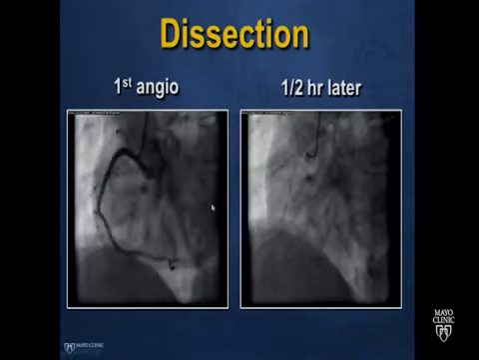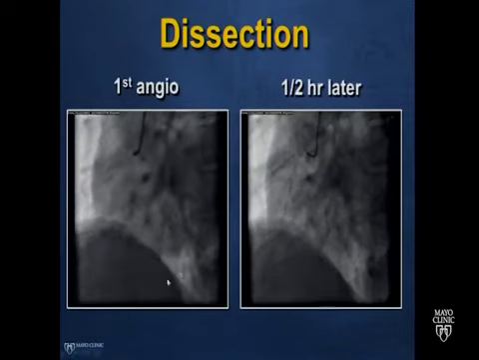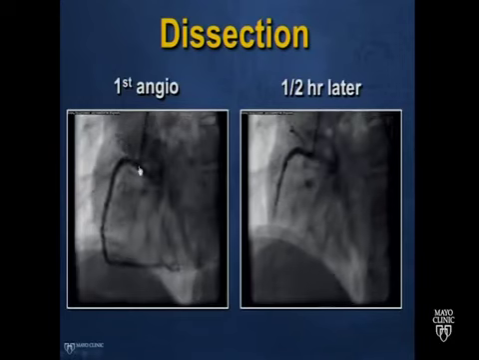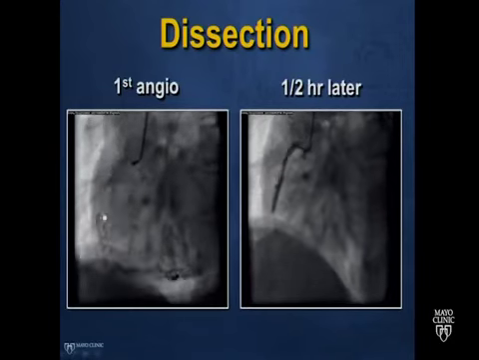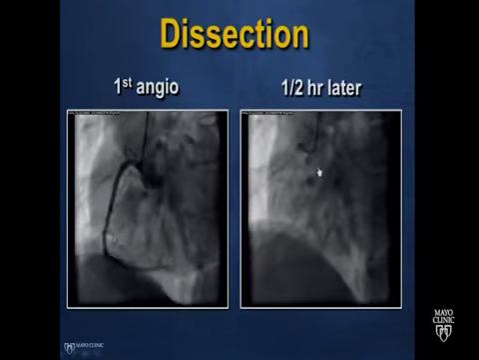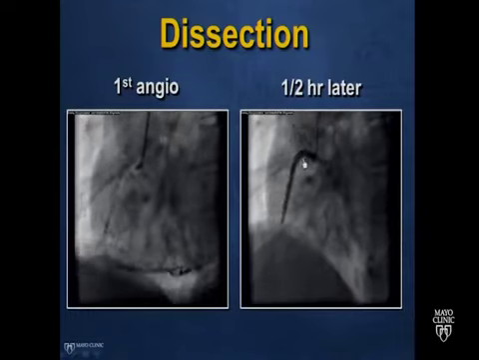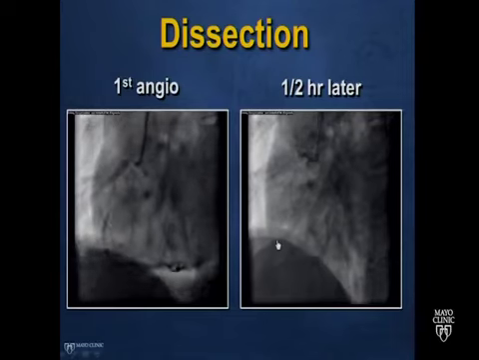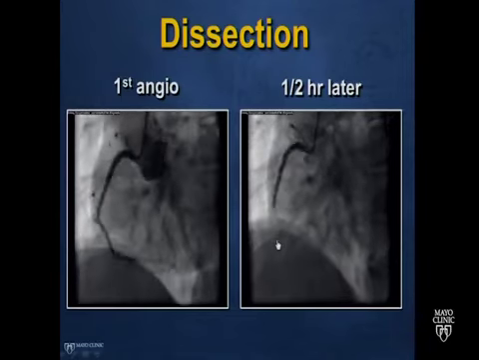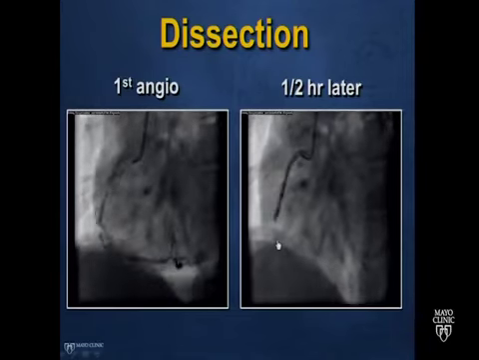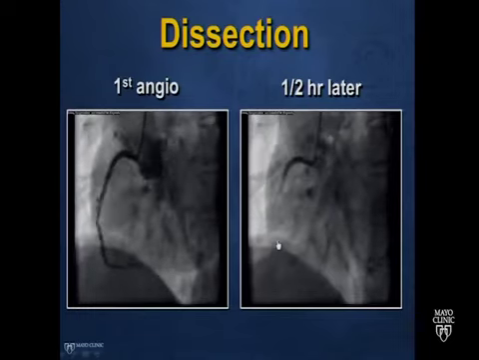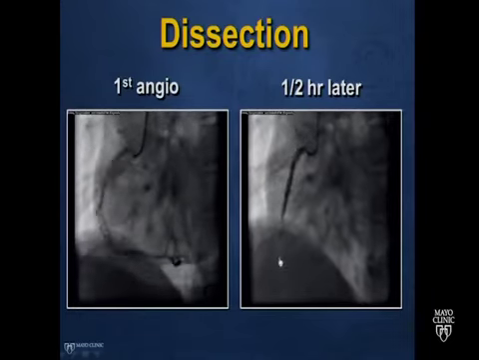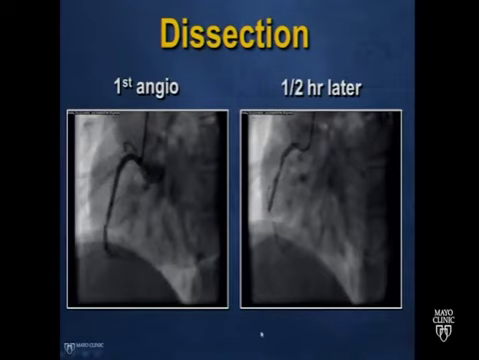So here's an example. This is a case of one of my partners. And you can see here this is a right coronary artery injection, which looks pretty normal. But then within a half hour, she starts complaining of chest pain and the vessel's occluded. So this was a difficult angiogram. And this is a coronary artery dissection involving the right coronary artery. Again, normal coronary arteries, newly occluded. Be very suspicious for coronary dissection.